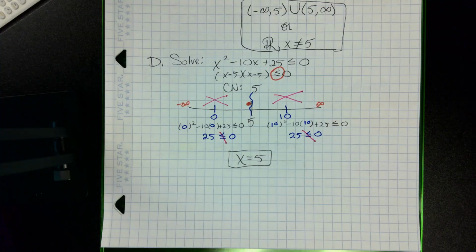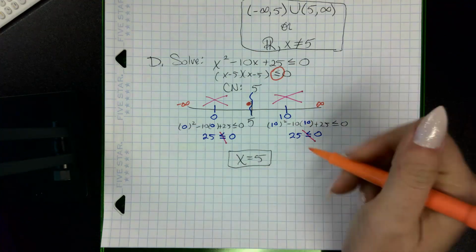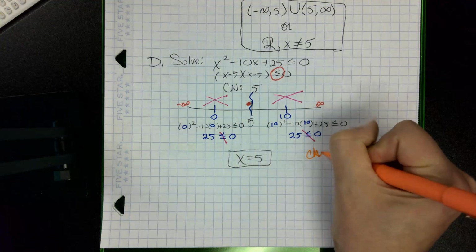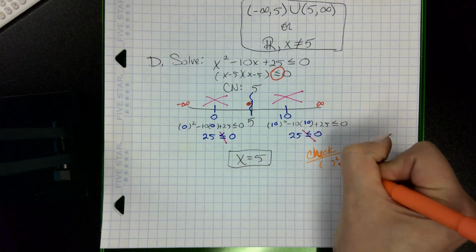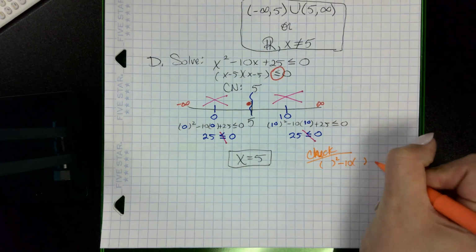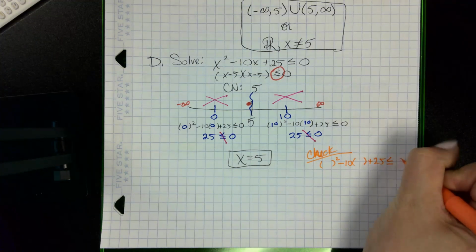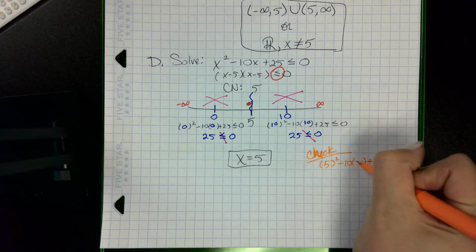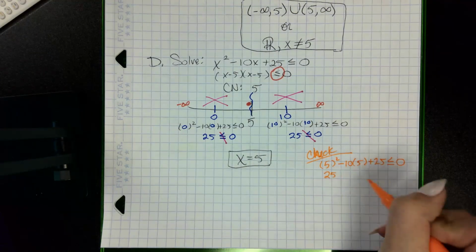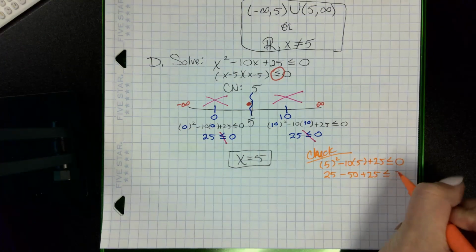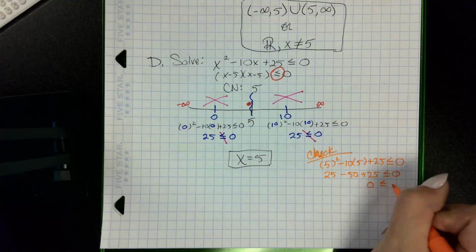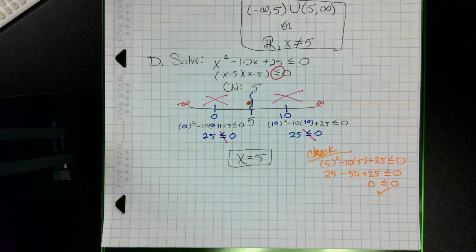Not that you have to for this type of problem, but just to prove it to yourself, if you felt the need to prove it to yourself that that is actually 5, that it works. I'm not just making it up. You can always plug it in to check. Blank squared minus 10 times blank plus 25 is less than or equal to 0. And if I plug in 5, then I get 25 minus 50 plus 25 is less than or equal to 0, which is 0 is less than or equal to 0. And that's true.